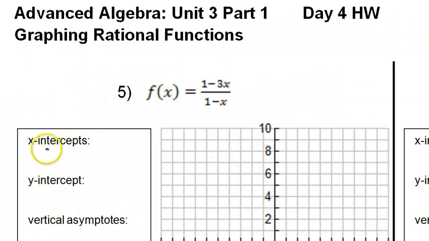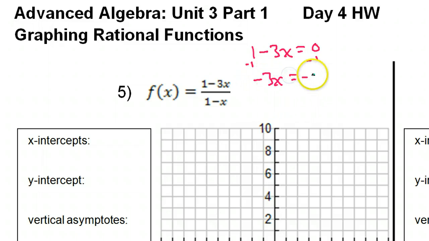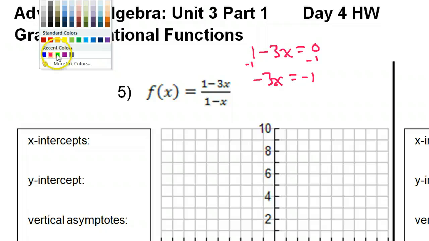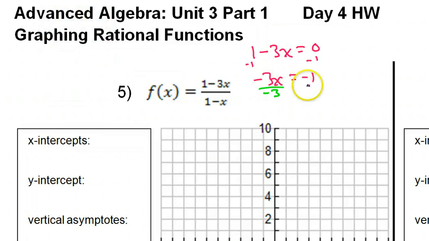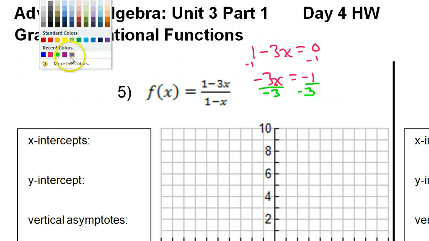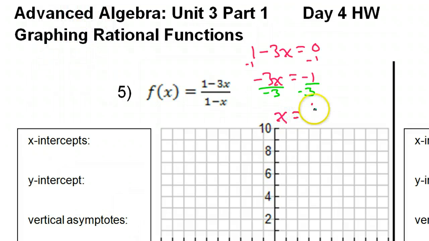First of all, x-intercepts. How do we find the x-intercepts? Well, you set the numerator equal to 0 and you solve. So if I do that, that's going to be 1 minus 3x equals 0. Subtracting 1 from both sides will give me negative 3x equals negative 1. Dividing both sides by negative 3 is going to give me x equals positive 1/3, because a negative divided by a negative is a positive.